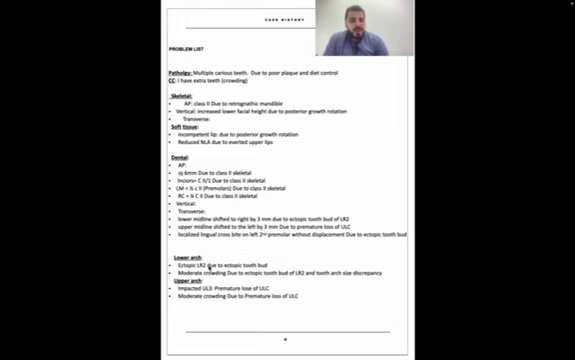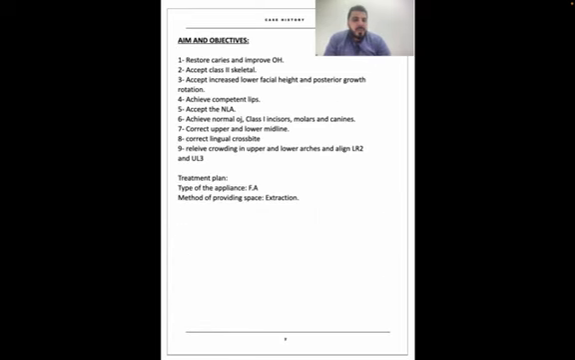Then we go to the lower arch. We said we have an ectopic lower right 2 and we have crowding. So you say align lower right 2 and relieve crowding in the lower arch. Same thing with the upper arch, align the canine and relieve the crowding. So your aims and objectives should look like this.